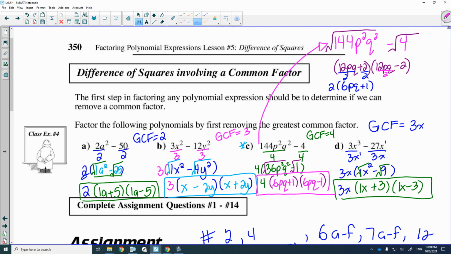So some students wouldn't see this. And you would get 6pq minus 1. And then what is 2 times 2? 4. So 4 times 6pq plus 1, 6pq minus 1. And remember, that was the final answer. Like, that matches this. So all I'm saying is, if you initially did what I initially did, which was square root both of these, you're not wrong, right? This is correct, but it's not fully factored.